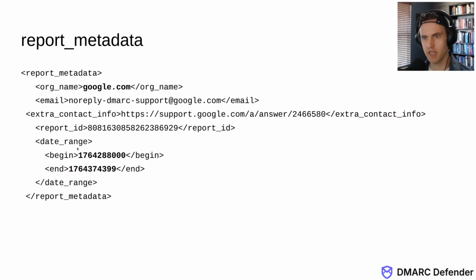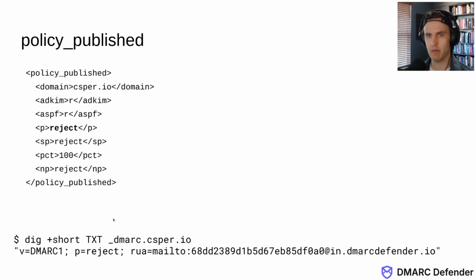This is the date range. So this should be 24 hours. It gives us a report ID in case multiple are sent, and some of the vendors sometimes do send multiple for some reason. I'm not too sure why they do that. And I guess there's contact information if you have questions. We don't really use much in here. You just grab the org name and maybe the date range.